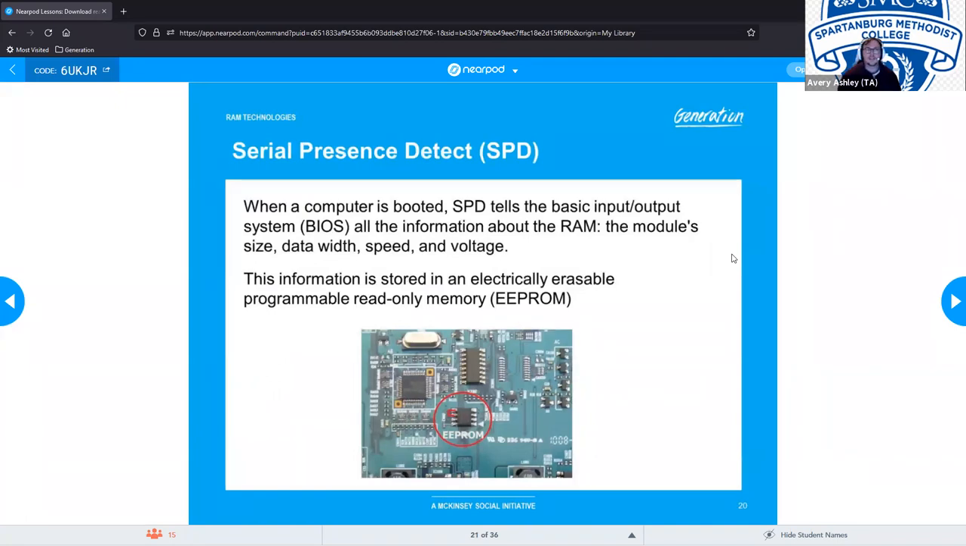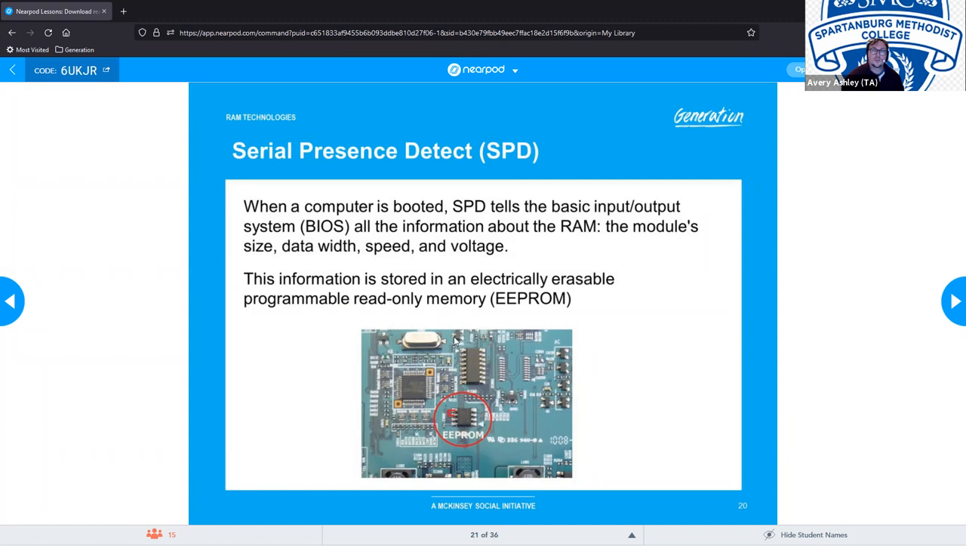So serial presence detect, or the SPD. When a computer is booted, the SPD tells the basic input output system, or BIOS, all the information about the RAM. So this is the module size, the data width, its speed and voltage. All this information is sent to your BIOS, so that way you know what kind of RAM you have. This information is stored in an electronically erasable programmable read-only memory, the EEPROM. Going back to our first definitions for RAM, that just tells you what information's on the RAM, how fast it is, size.